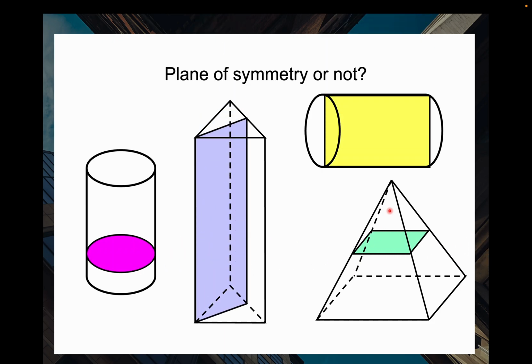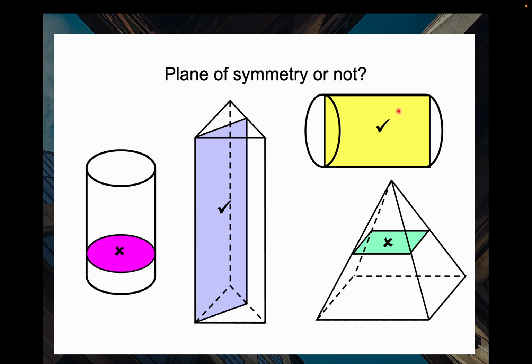For example, here we have some planes that cut this 3D shape, so we need to identify which one is the plane of symmetry and which one is not. Obviously the first one is not, because that piece is smaller than the piece I have on the top. For the triangular prism, it's perfectly divided into two equal pieces. I can take this piece and perfectly fit it into that piece I have here.